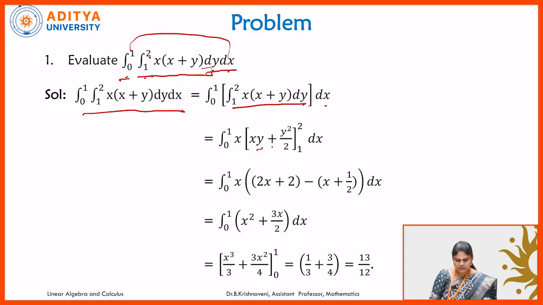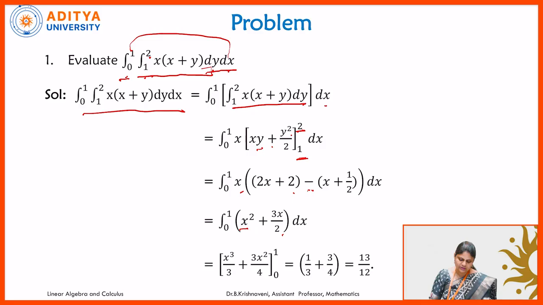Substitute the limits: integral 0 to 1, x into upper limit minus lower limit, that is, substitute upper limit y equal to 2 minus substituting lower limit y equal to 1. Then you get the above step as substituting y equal to 2 in this, 2x plus 4 by 2, that is 2, minus the lower limit y equal to 1, x into 1 is x plus 1 square by 2, that is 1 by 2. Simplify: 2x minus x is x, 2 minus 1 by 2 is 3 by 2, and that multiplied with x gives x square plus 3x by 2.